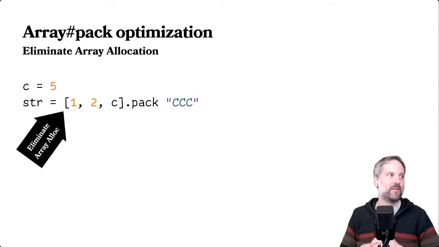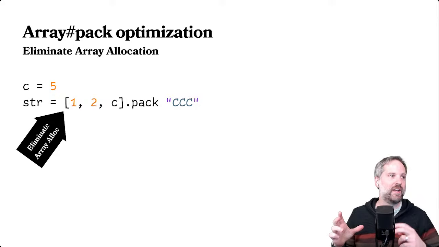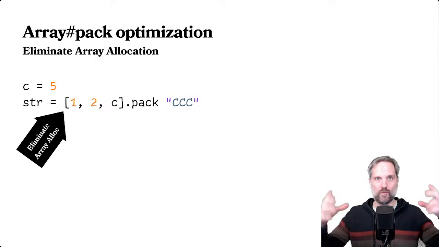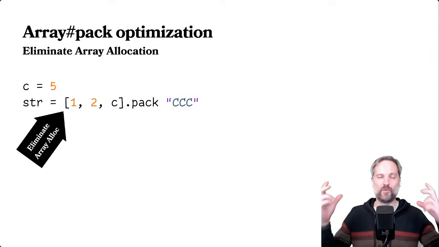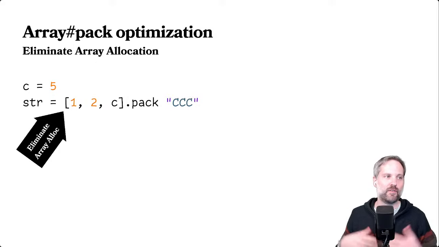Today we have this array here where we're allocating an array, and we're going to eliminate this array allocation. You can tell just by looking at this code that we don't actually need this array. We're creating an array, we call pack, and the return value of pack is a string. So we create the array, and then we throw it away immediately. There's no reason for this array to exist. We don't really need to allocate it.